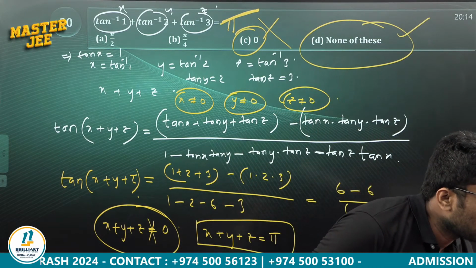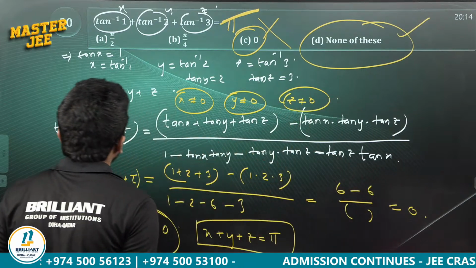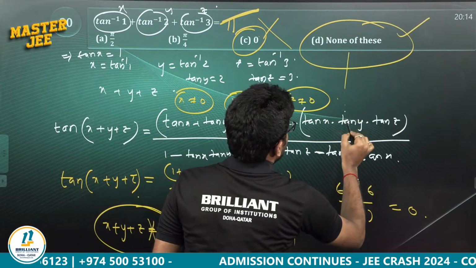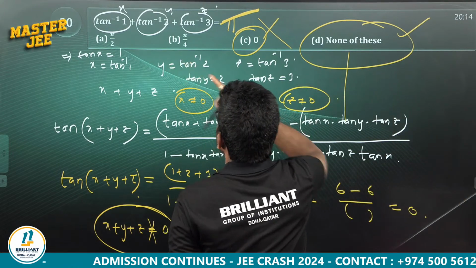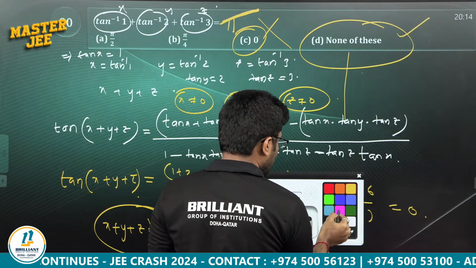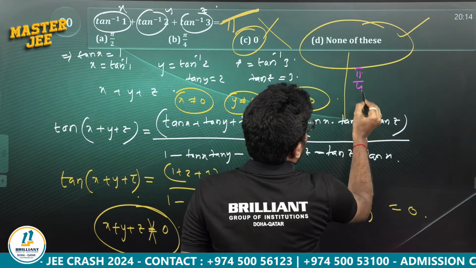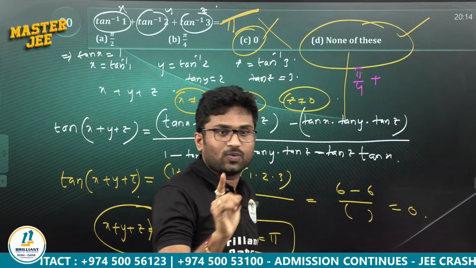Sir, can't we take tan inverse 1 as pi by 4 and use the formula for the rest too? Yes, we can. Mr. Karthik asked me, sir, can we take tan inverse 1 as pi by 4? Okay, I'll go with some separate color. Yes, tan inverse 1 as pi by 4, plus tan inverse 2 plus tan inverse 3.